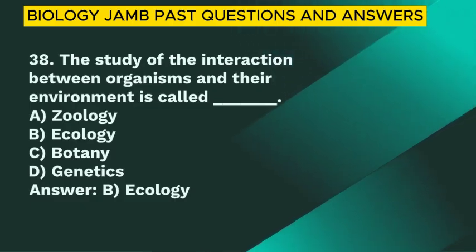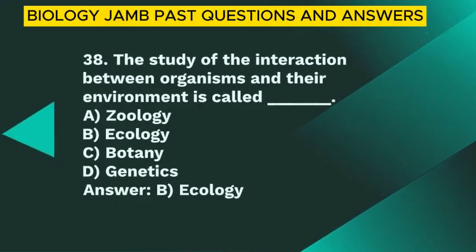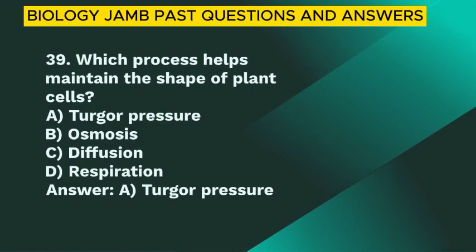That's B. We're on question number 39 right now. Which process helps maintain the shape of a plant cell? A. Turgor pressure, B. Osmosis, C. Diffusion, D. Respiration. The answer is turgor pressure, which is option A.